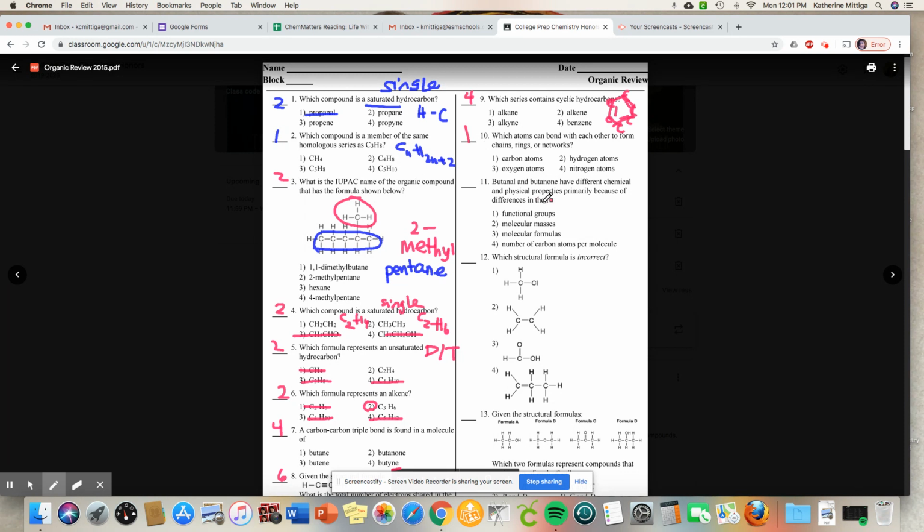Which atom can bond to form chains, rings, and networks? Hey, that's organic chemistry, that's carbon. Butanol and butanone have different chemical and physical properties because of, well, what the heck's butanol?